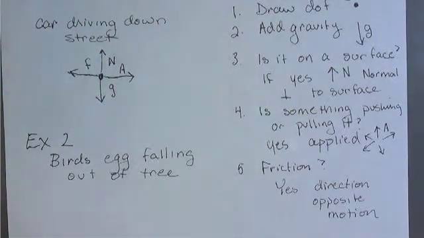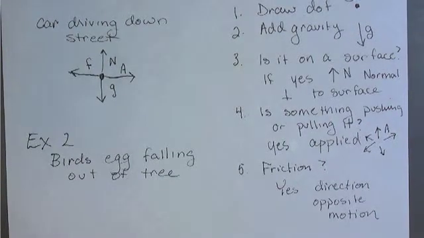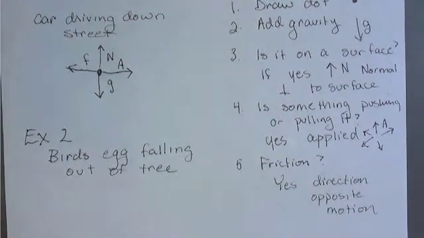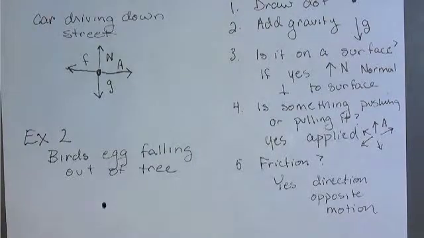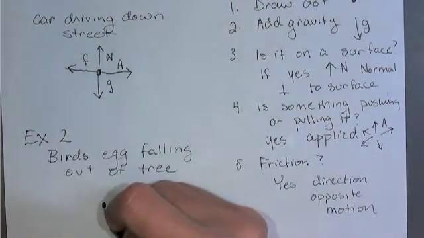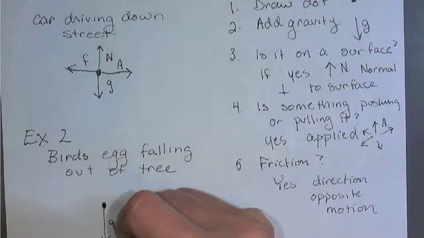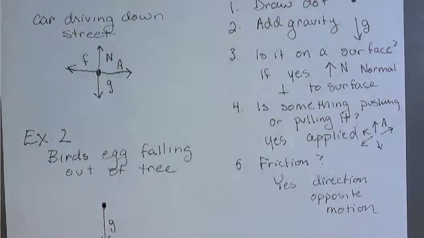Okay. Next example is going to be a bird's egg falling out of a tree. So here we go again. First thing we do is draw a dot. Next thing we do is add gravity. It's falling, so it is not on a surface, so there is no normal.